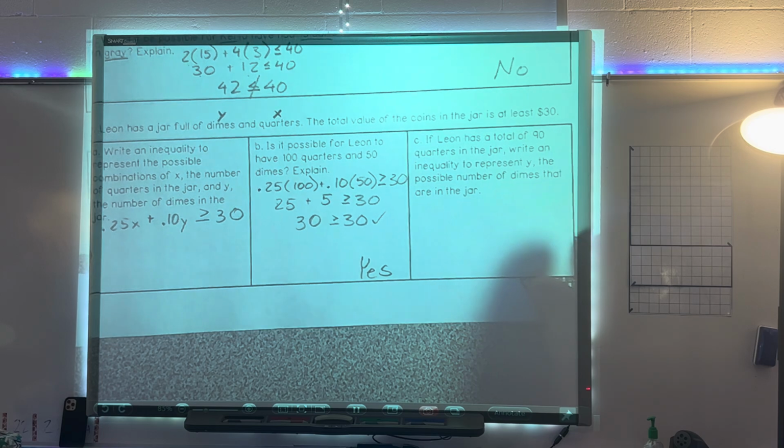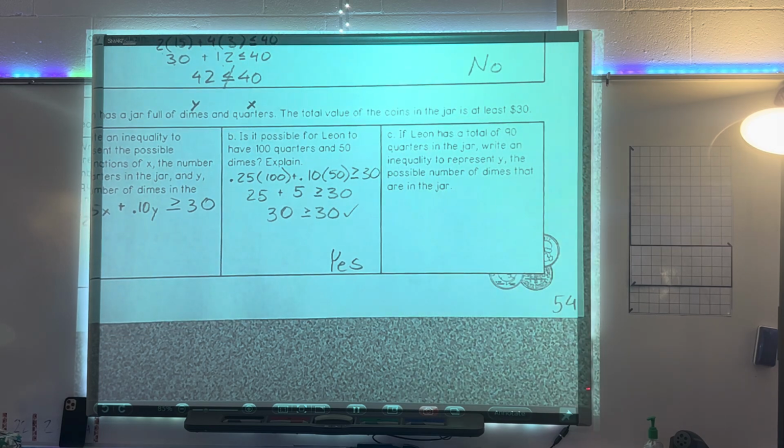Okay. The next one: if Leon has a total of 90 quarters in the jar, they want us to write an inequality that would tell me the possible number of dimes. What do they want me to do here? I'm just writing an inequality. Well, I already have an inequality for my situation. So this is why these trip you up sometimes. What piece of information did they tell me? That the total quarters in the jar is 90. They told me I have 90 quarters.